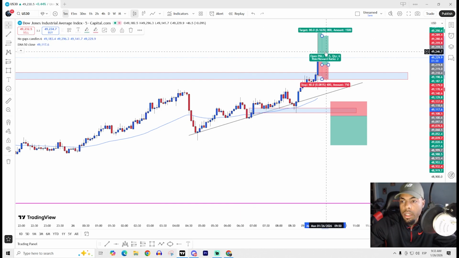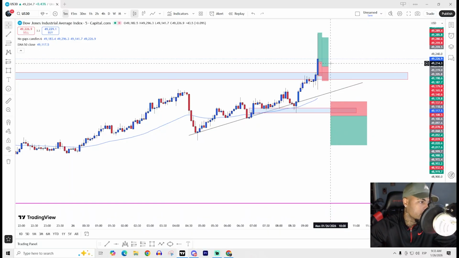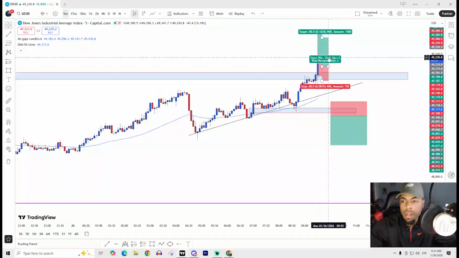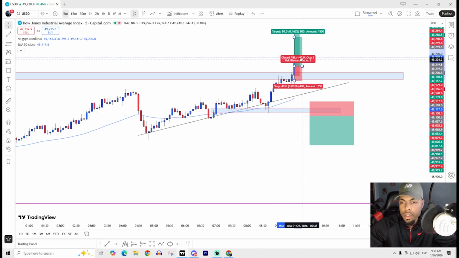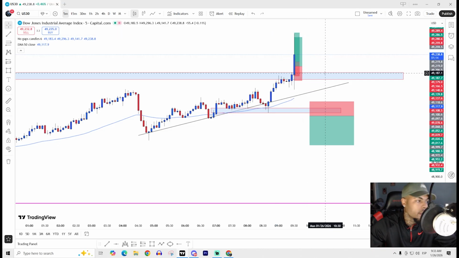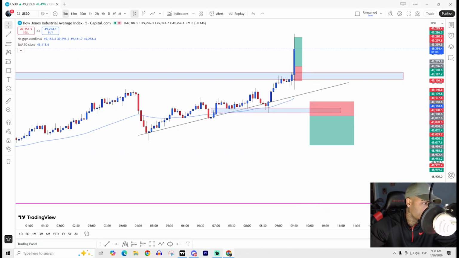I want to say I will probably get in around here. It's really hard to tell between Trade Locker and TradingView, man. Like it's so hard to tell where it is that I probably got into. So I'll just put it right here. And let's see. I will delete this for right now until I can at least get my second trade to play out.